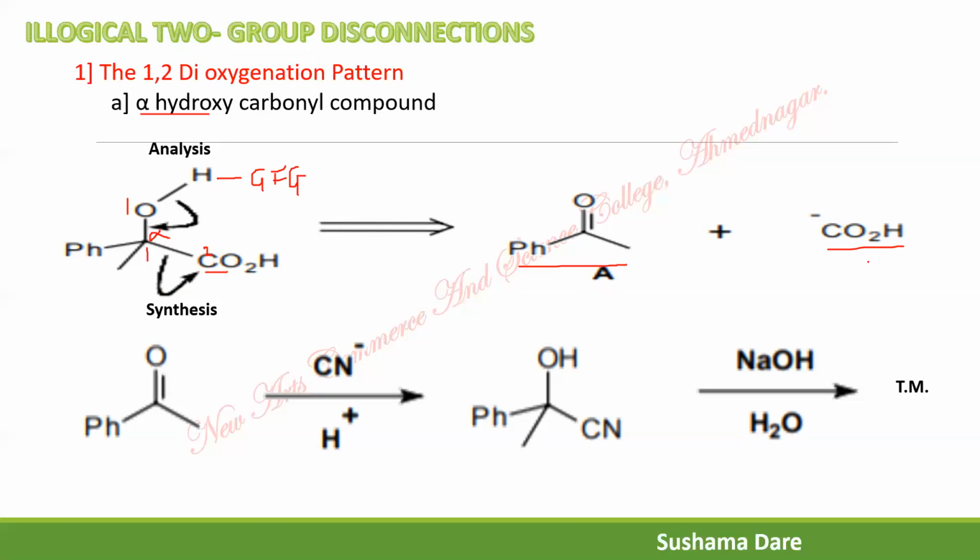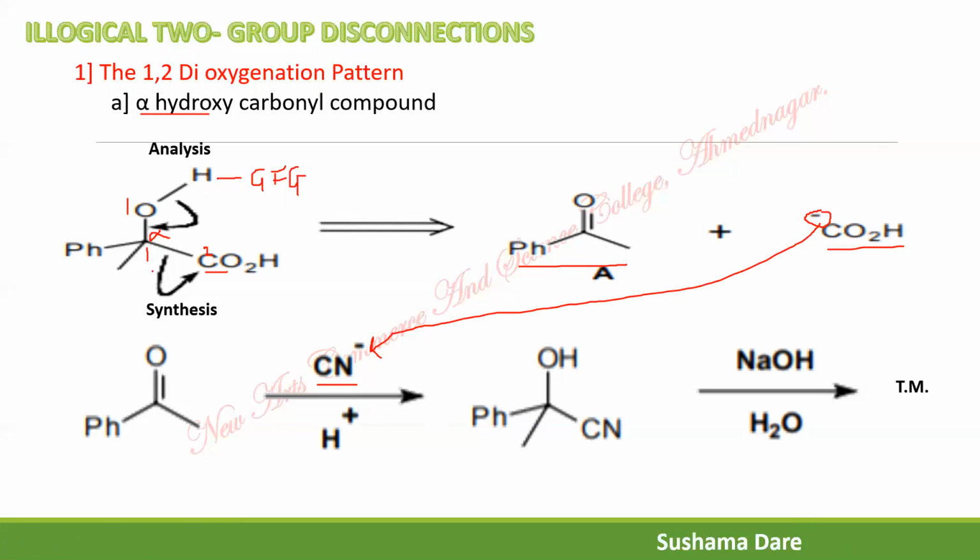Now this is called an illogical synthon. Actually COH has to carry a positive charge, but here it is COH minus, so it is called an illogical synthon. You are changing the polarity of that group. Now what is the synthetic equivalent for COH minus? The synthetic equivalent for COH minus is cyanide. If the synthon is COH plus, then the best synthetic equivalent for COH plus is CO2. If it is COH minus, the best synthetic equivalent is cyanide.